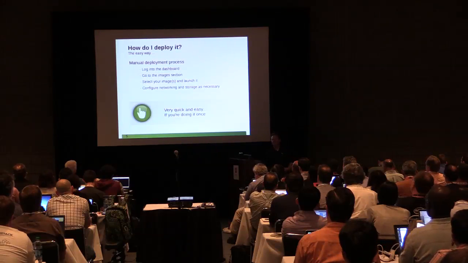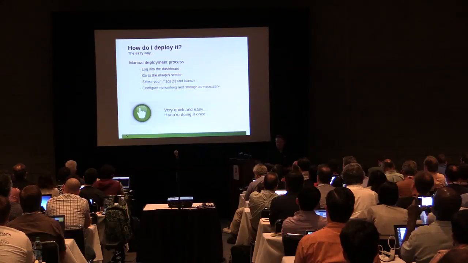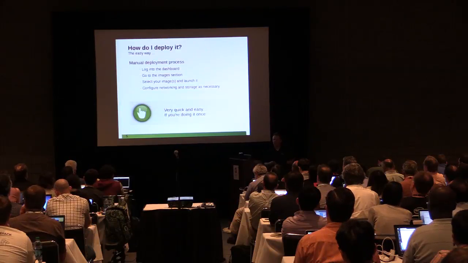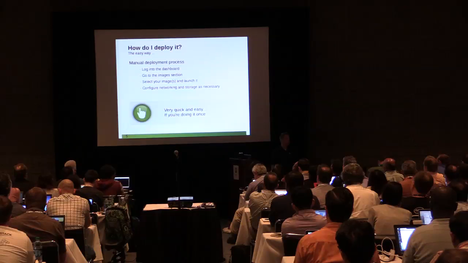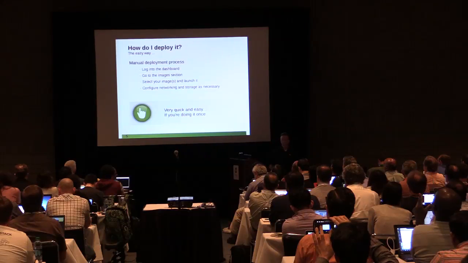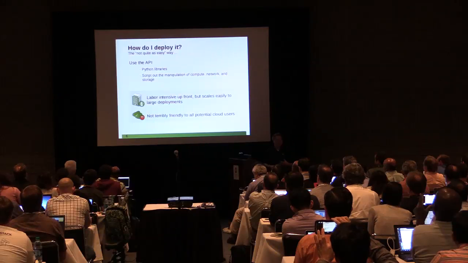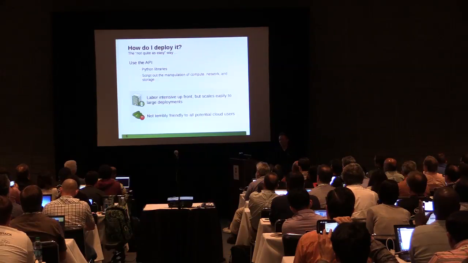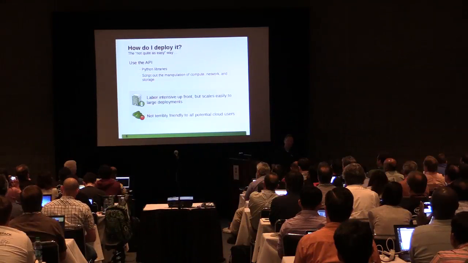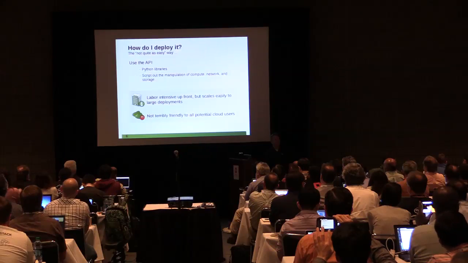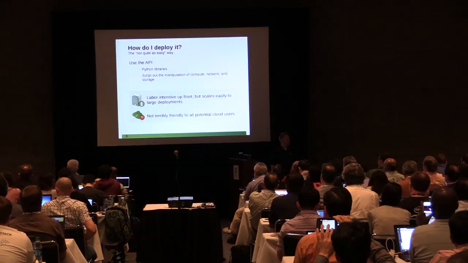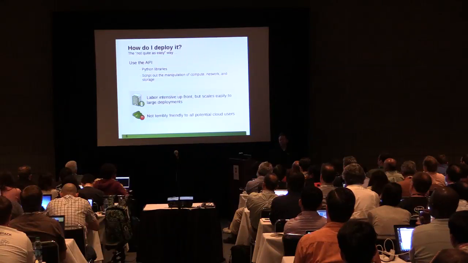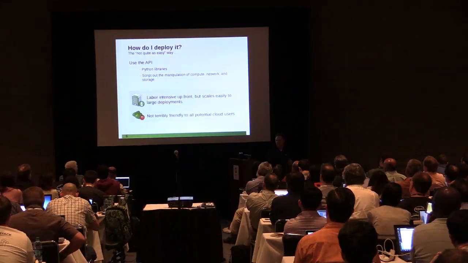So how do I deploy it the easy way? You log into the dashboard, you go to your images, and then you select your image, you launch it, configure your networking, and you now have an image launched in your OpenStack environment. Pretty simple. The not quite so easy way, using the API, making it service driven, takes a lot longer to do. You're going to do some programming, and it's going to take a little bit of time to get that all nailed out with some Q&A with whatever application you're going to control that with. So not terribly friendly to everybody. That's the not quite so easy way.